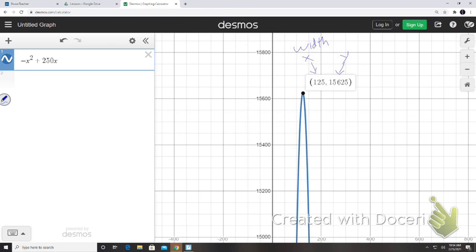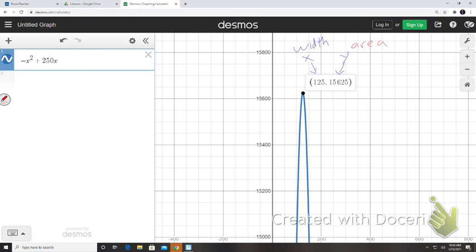And what is this one? Length? No, that would be way too long. 15,000 meters? Remember, we only have 500 meters of fence, right? What are we trying to maximize? Area, right? Area.